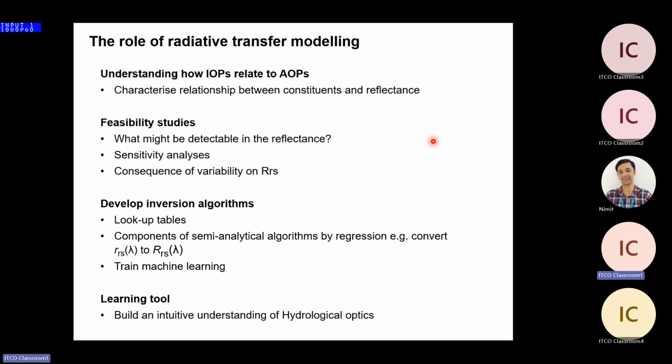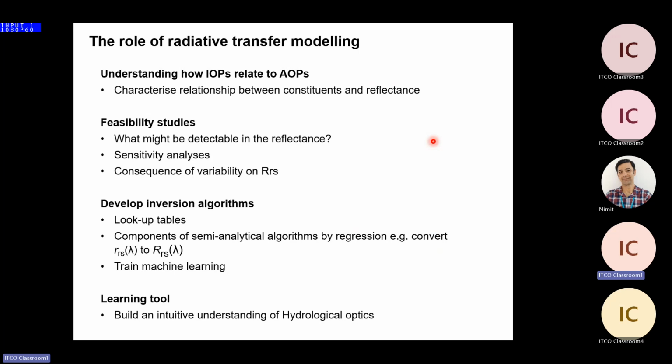Okay, so why is it useful to have a forward model? Well, we can understand how the IOPs relate to the AOPs, as we've just been talking about, and characterize the relationships between constituents and the reflectance or other measurements we might make in the water column. It's really useful for feasibility studies. So you might want to think, well, can I detect a change in a certain mineral in suspension if I have a certain concentration of it? What's the effect going to be on the reflectance?